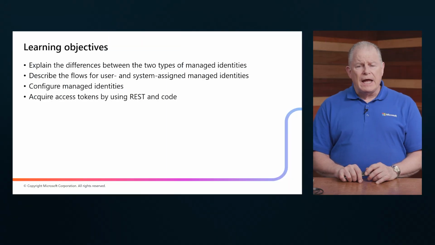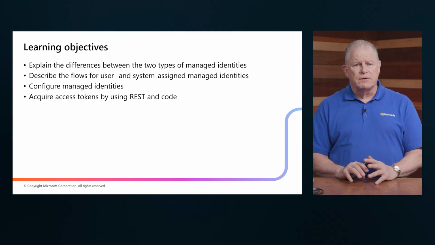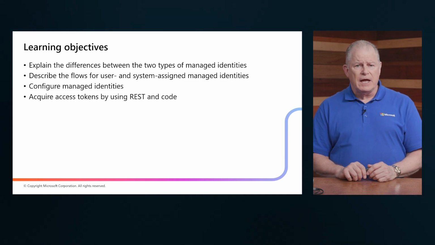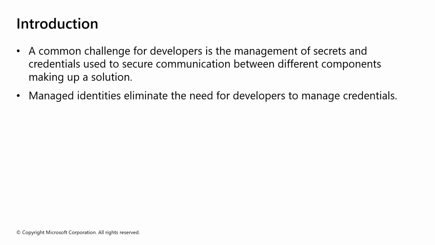We're going to take a look at an identity called a managed identity, and we've seen this introduced in other recordings throughout this series. We're going to take a look at the two types of managed identities that we have, how to create a user-assigned and a system-assigned managed identity, and their characteristics and when you might use them. We'll then take a look at configuring the managed identities and then acquiring access tokens using that identity.